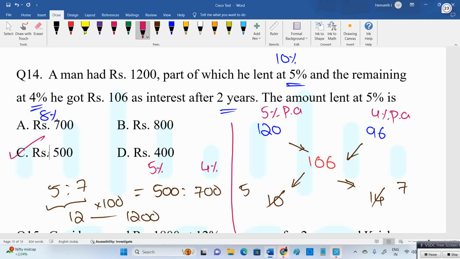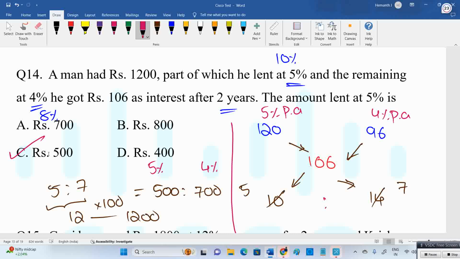120 is purely from 5% interest. 96 is purely from 4% interest. But 106 is the mixing value. So in mixing, we have to take the difference, put in the opposite side. The difference must be positive. Then 5:7 ratio, as the total is 1200, gives 500 and 700. 500 with 5% interest, 700 with 4% interest. And I mention again, this is only if we have an idea regarding mixtures and allegations.